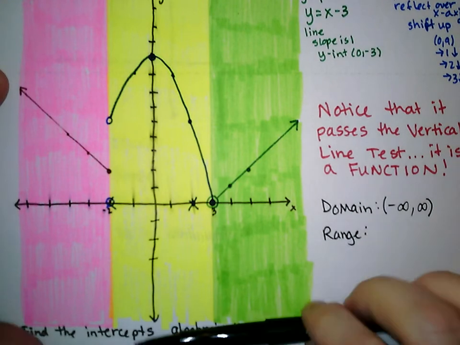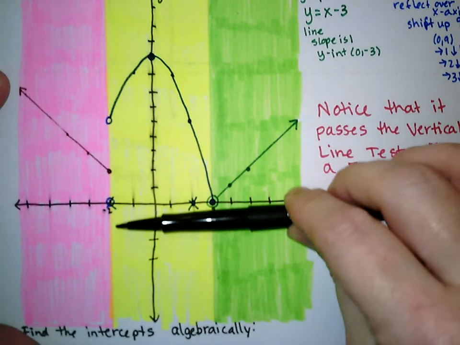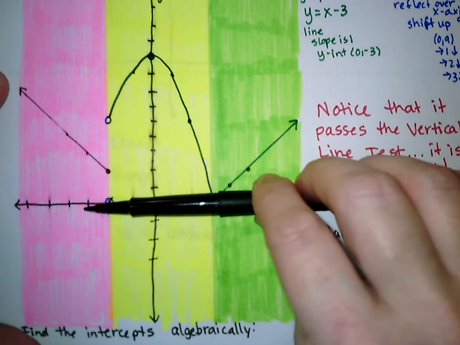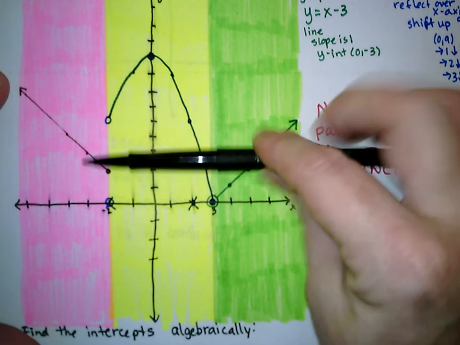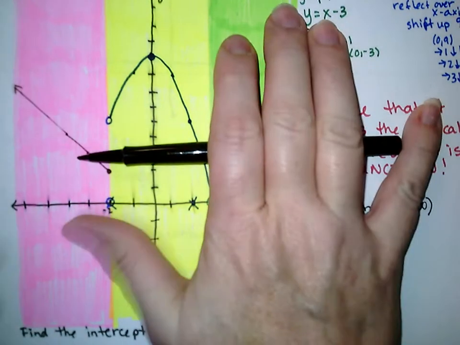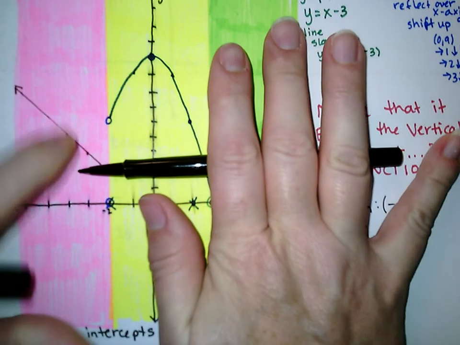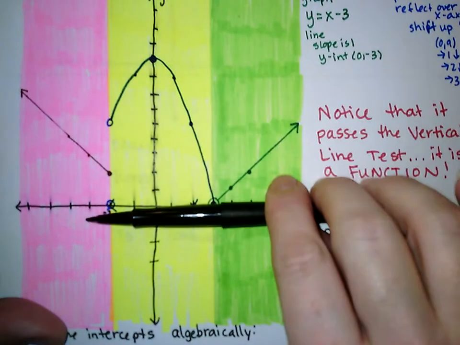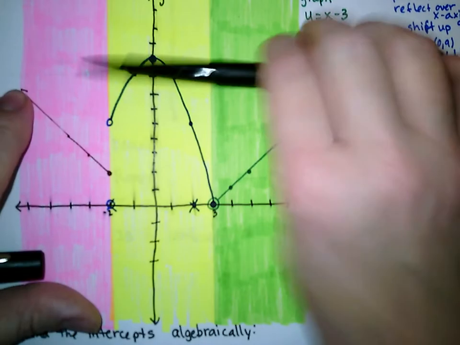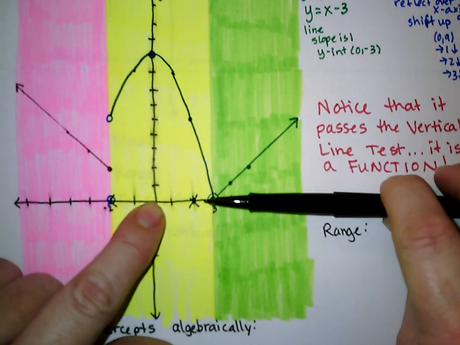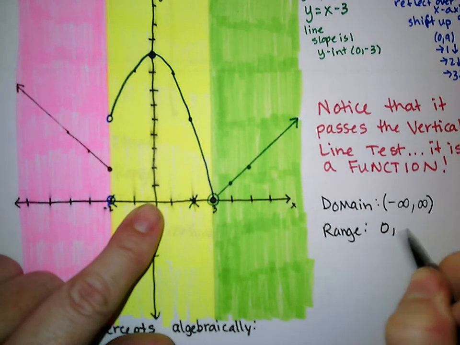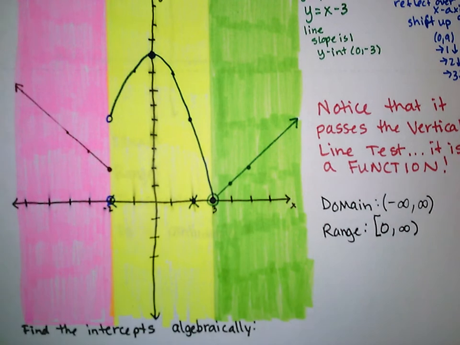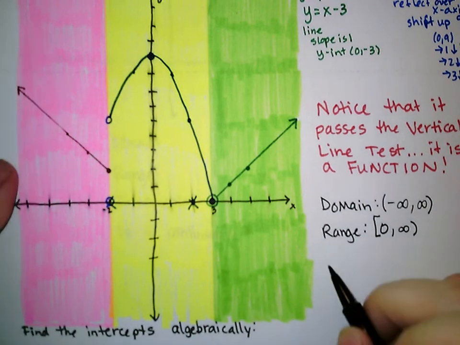The range for this graph, if we scan from the bottom to the top, that's the range. The lowest y value we have is 0, and we keep going. Now it looks like, if I didn't see this part of it, it skips some y values, but it actually doesn't, because they're still included here. So my y values keep going and, in fact, go towards infinity. So the range is going to go from 0 to infinity, and it includes the 0 because I have a dot right there. What about the intercepts on this graph?